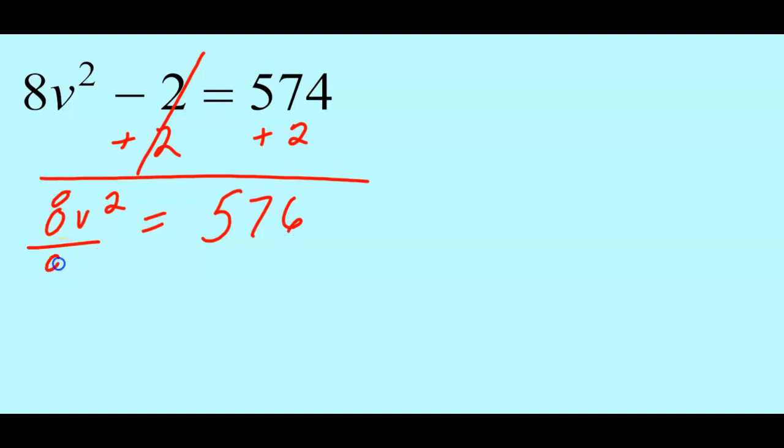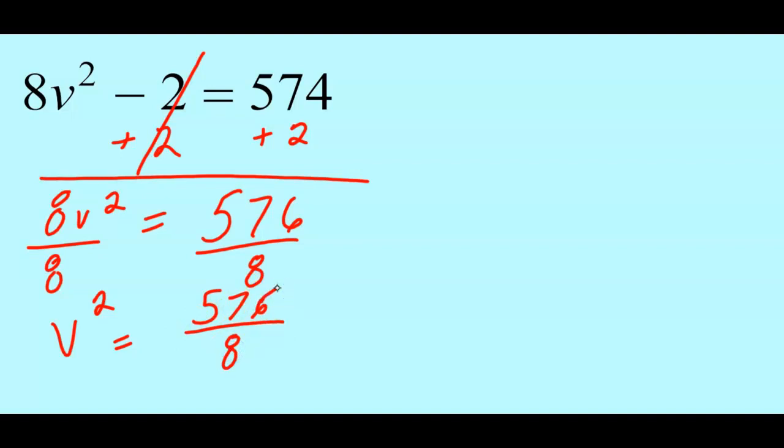Divide both sides by 8. Okay, if you want to reduce that, you can. See if 8 goes into 576, first of all. 576 divided by 8 gives us 72.